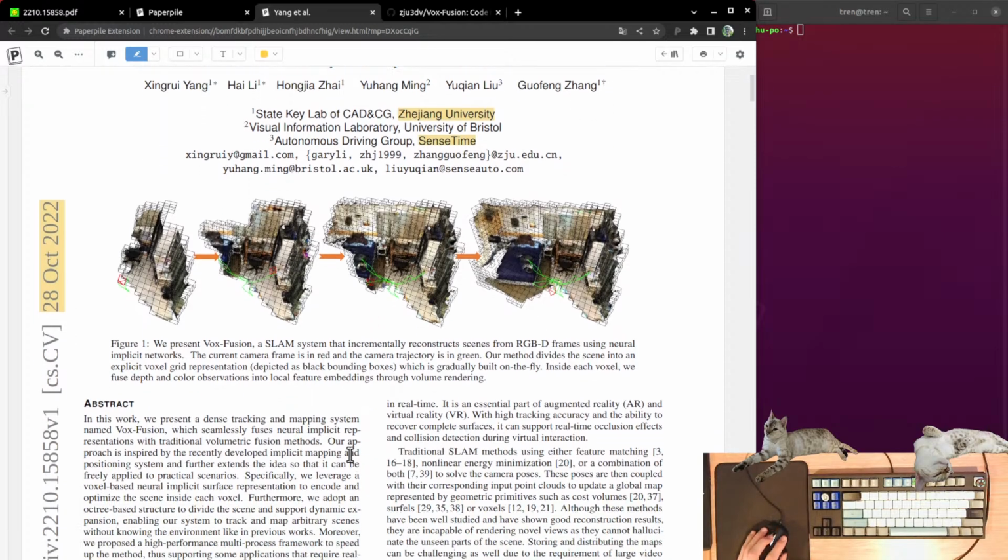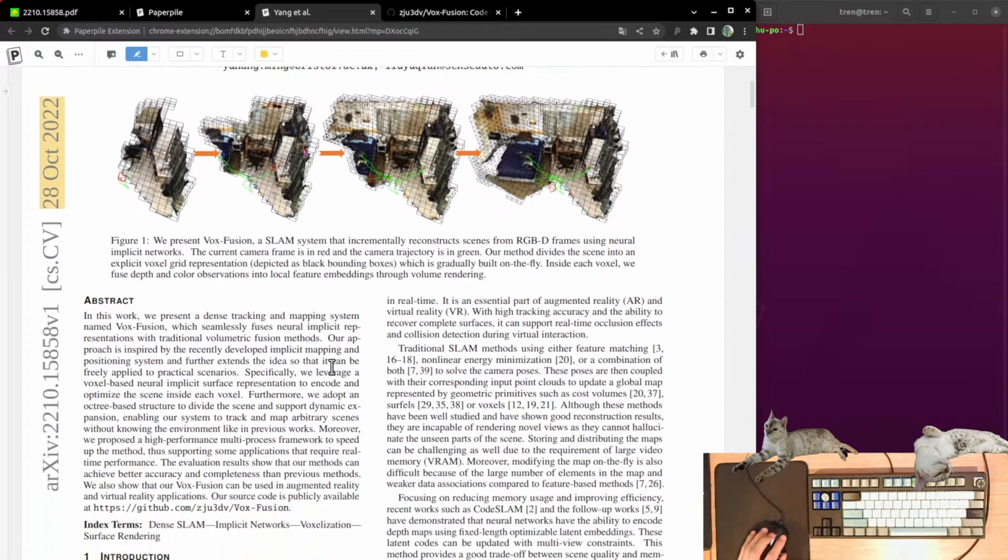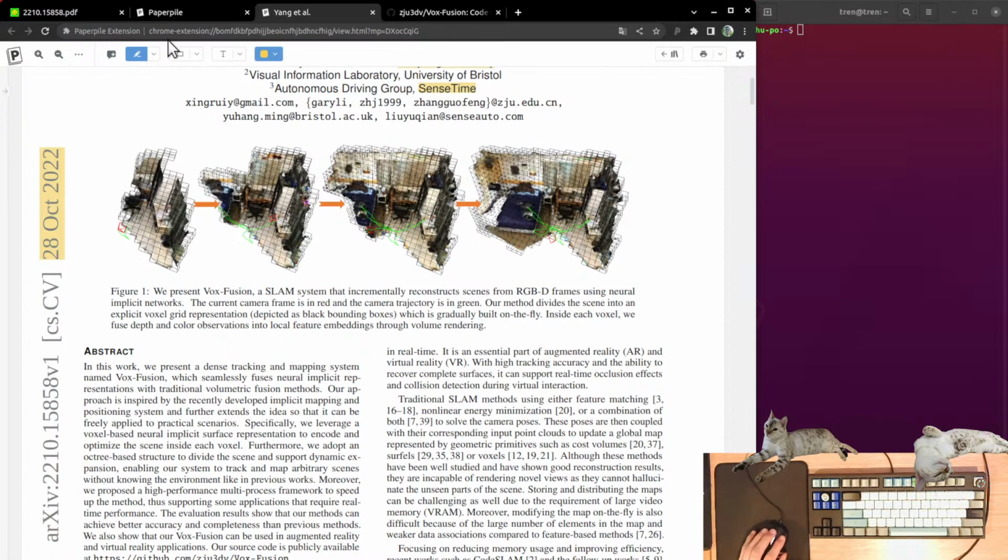Cool. So this paper, I picked it out from Papers with Code, of course, and I like it because it seems to use a bunch of different things, right? So once we go through it, they present a dense tracking and mapping system called Vox-Fusion, which fuses neural implicit representations with traditional volumetric fusion methods.